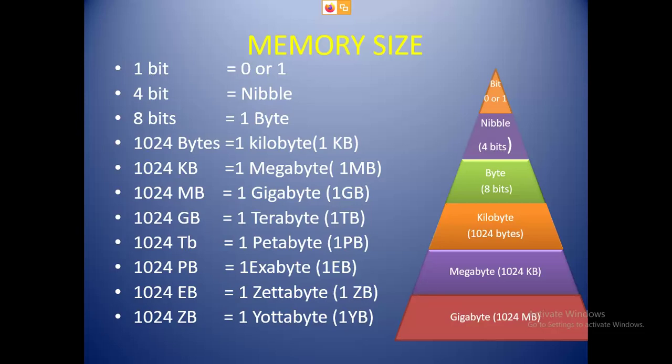That's all. You can see all this, up to 1 yottabyte; I have made this presentation till here. And you can try to understand: bit is the smallest, then nibble, then byte, then kilobyte, then megabyte, gigabyte, terabyte, petabyte, exabyte, zettabyte, yottabyte. Okay, so this way we calculate the computer's memory.